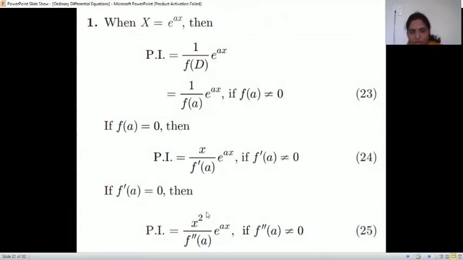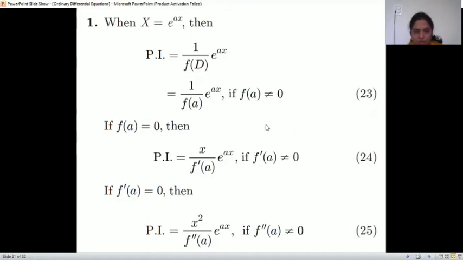So the first case is if the function is e raised to ax, then it is defined as 1 upon f of D e raised to ax. What we do in that case is we replace D by a, f of a, and your f of a in this case should not be equal to 0, and if it becomes 0 then multiply by x and take next derivative, f dash a into e raised to ax.